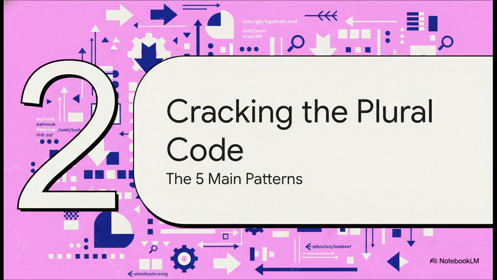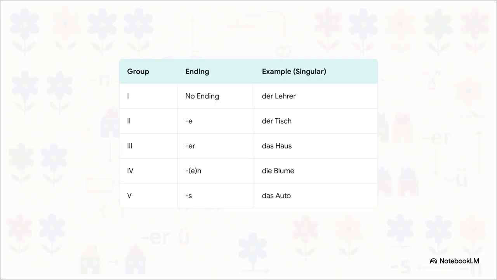All right, this is where the real code breaking begins. Believe it or not, the huge majority of German nouns fit neatly into one of 5 main groups. Get these 5 patterns down, and you are honestly more than halfway to mastering German plurals. Think of this table as your master key. This lays out the 5 big patterns. You've got plurals with no ending at all, some that add an E, a group that adds ER, a huge group that adds N or EN, and finally, the familiar S. Let's walk through each one real quick.